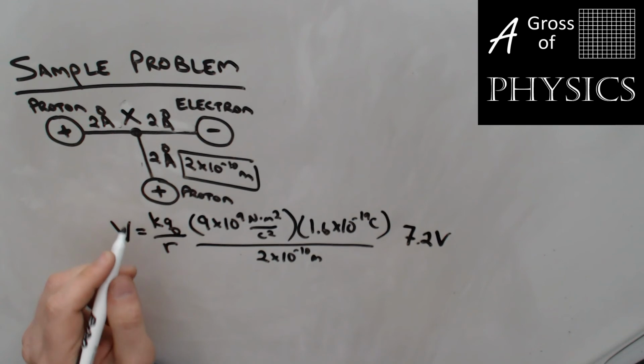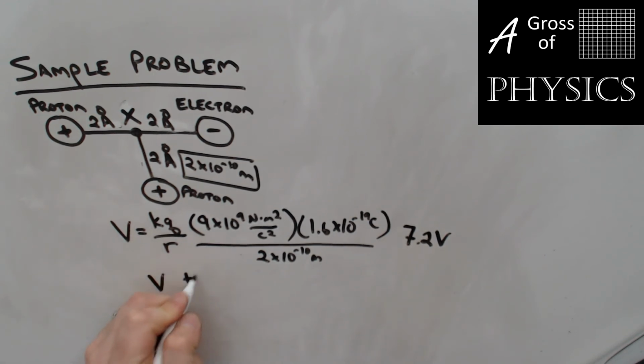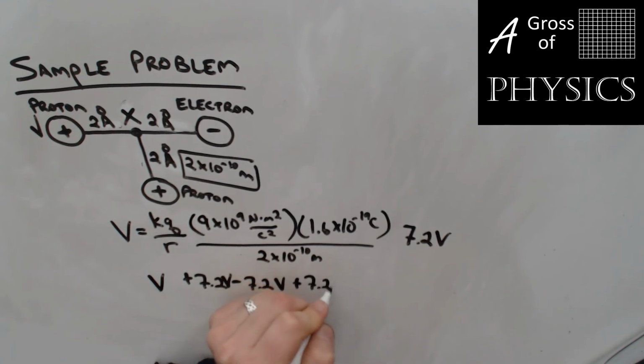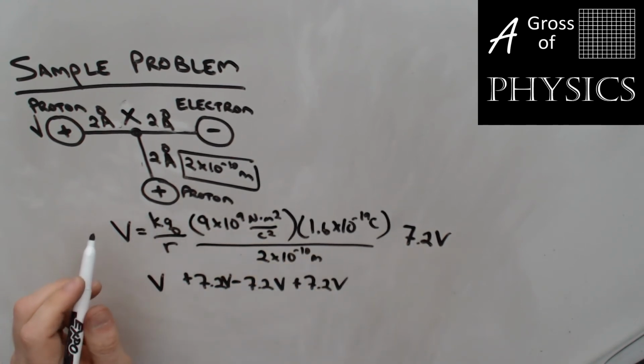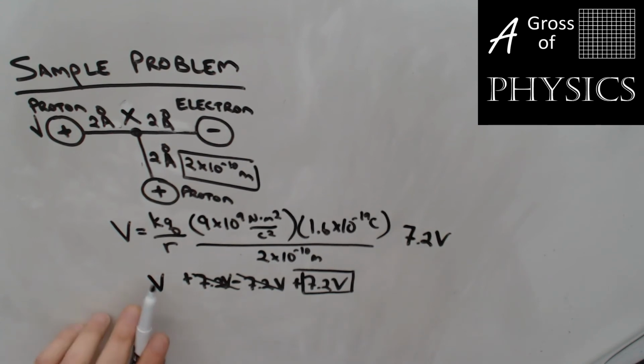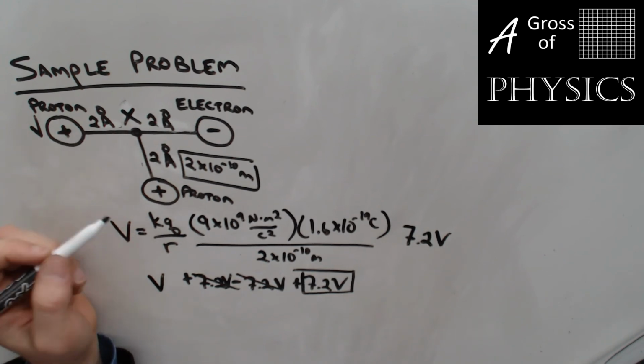Now, since each has the same value, and it's a scalar, I'm going to say plus 7.2 for this proton, minus 7.2 for the electron, volts, and plus 7.2 volts for the proton. So plus 7.2 minus 7.2, those cancel, and I'm left with 7.2 volts. Scalars don't need vector symbols. Scalars don't need Pythagorean theorem or tangent or inverse tangent or anything like that.